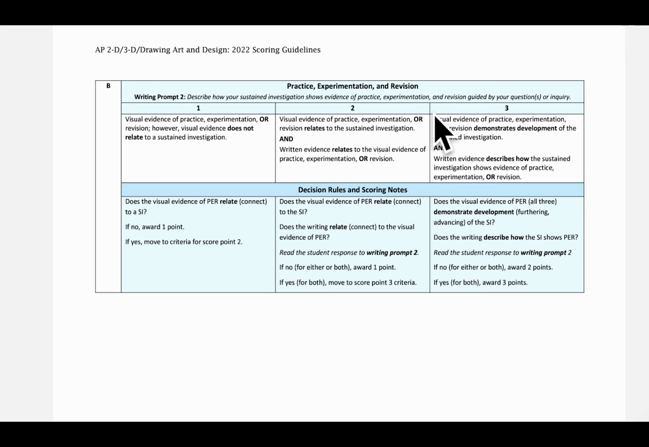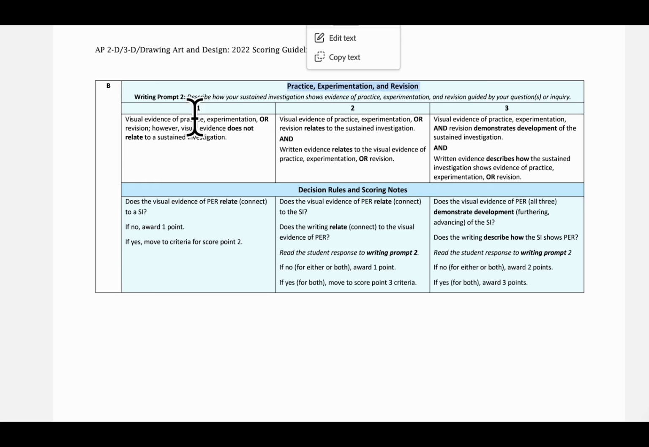I will not break this one down as much for the sake of not making this video too long, but definitely read through these and pay attention to those bold words that are the guide here. So if you see something in bold, that's the action word there. So they're saying like visual evidence of practice, experimentation, or revision, meaning you did not do all three. You did parts of it. Maybe you practiced and you revised, but it's clear you didn't experiment.